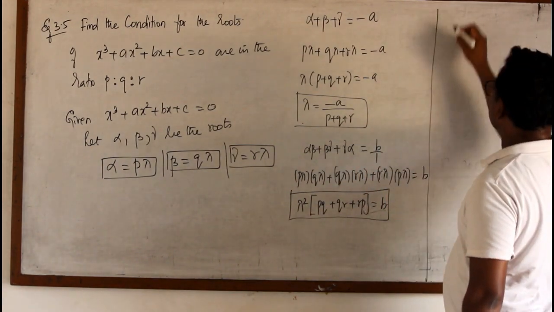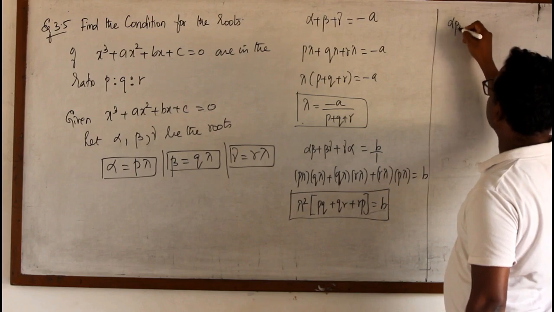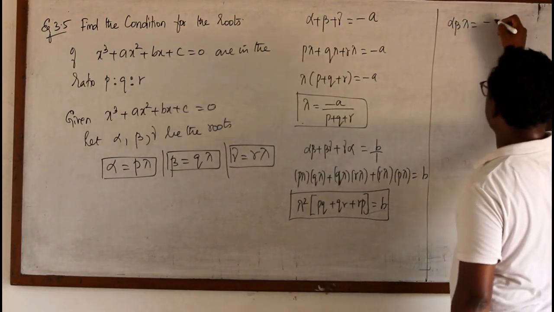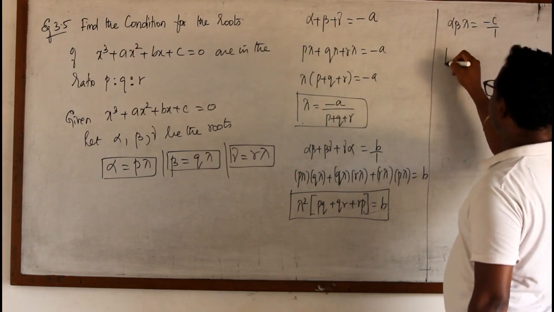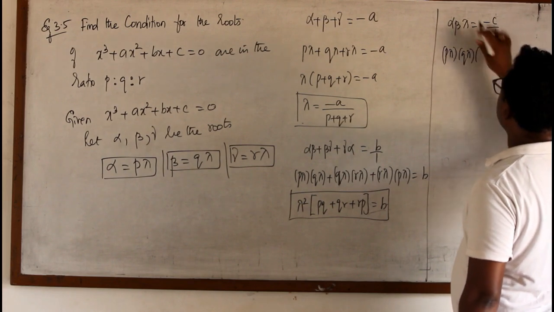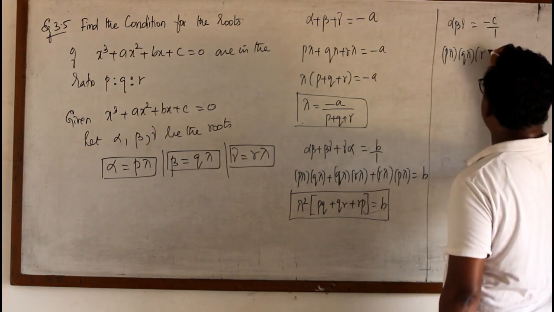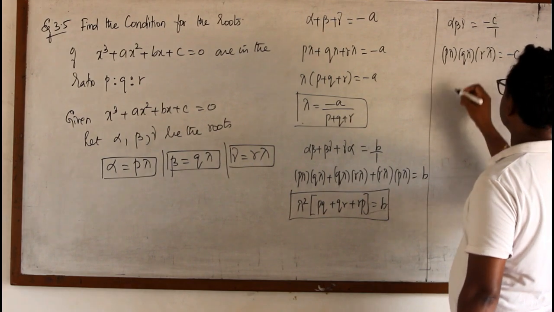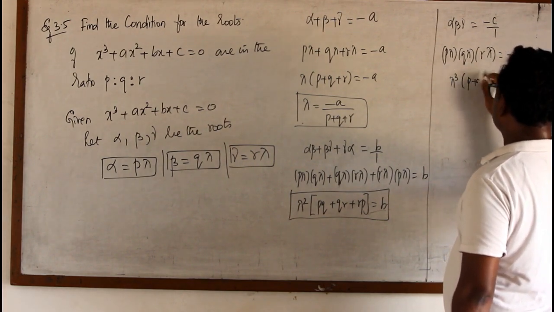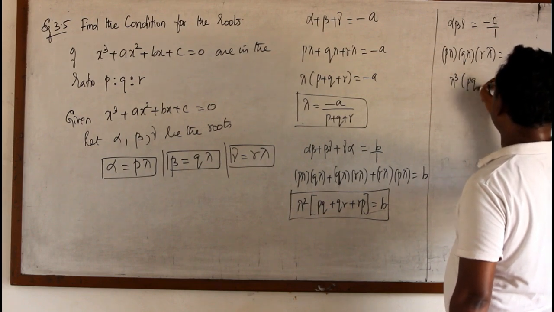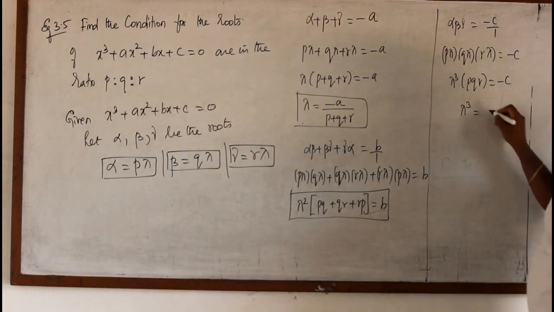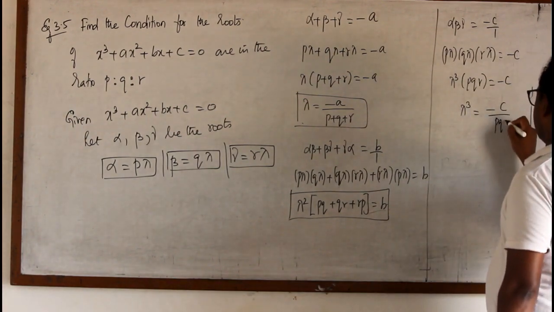Now, the product of the three roots alpha beta gamma is minus c by 1. So instead of alpha p lambda, instead of beta q lambda, instead of gamma r lambda, that is minus c. Lambda cube is common, p into q into r equal to minus c. So I can write lambda cube is minus c by pqr.